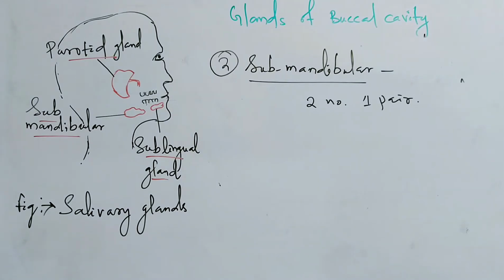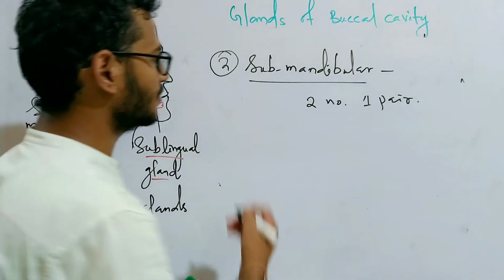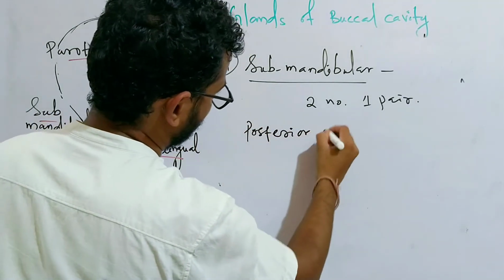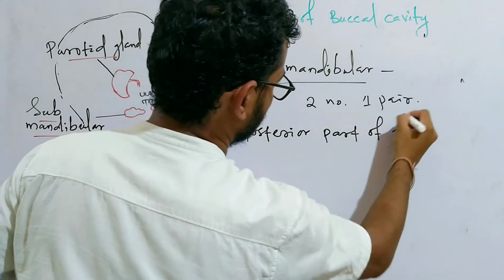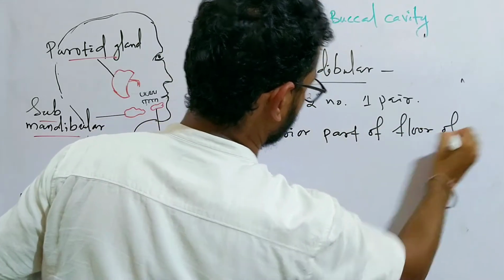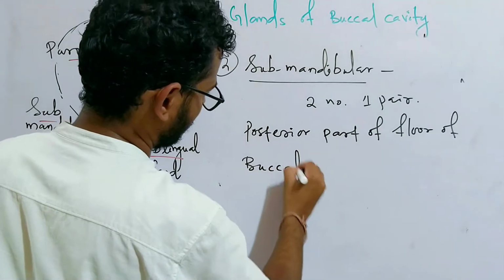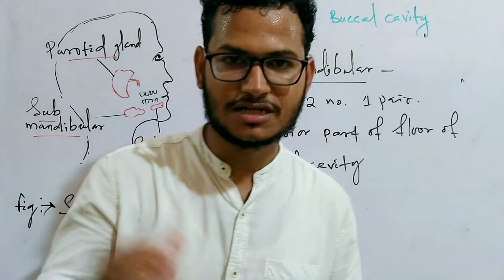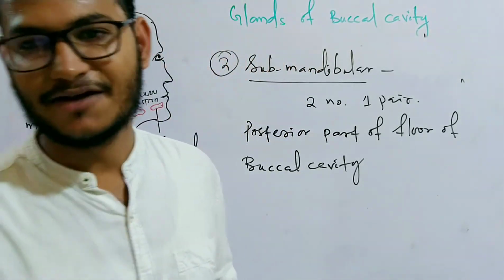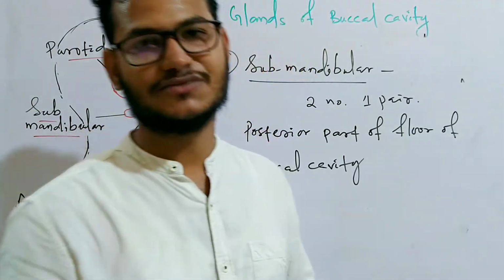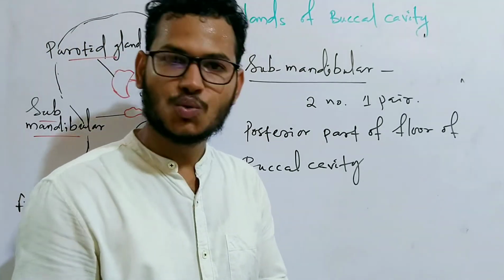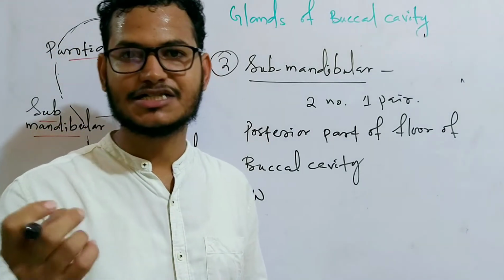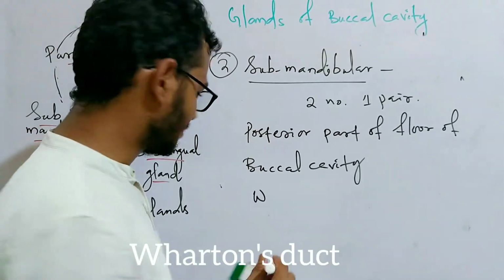They are situated in the posterior part of the floor of the buccal cavity, and the duct responsible for taking the secretion is Wharton's duct. The duct is known as Wharton's duct.